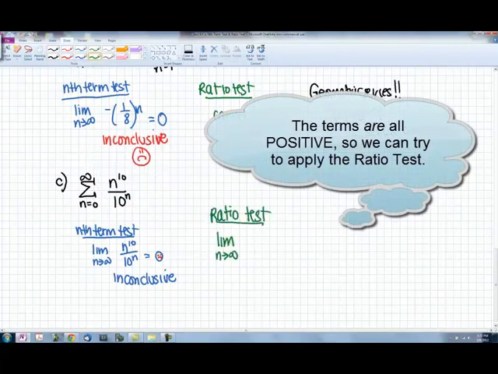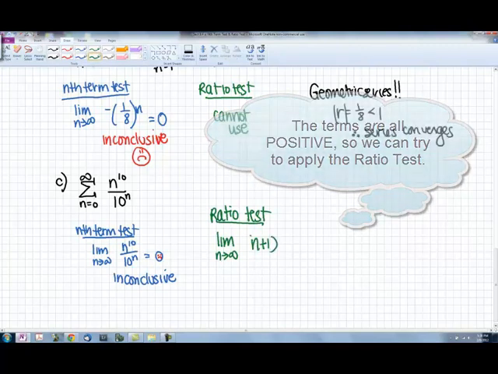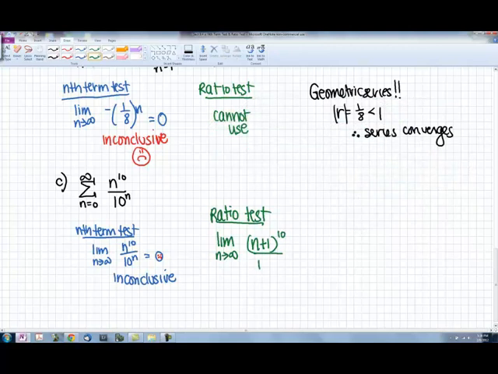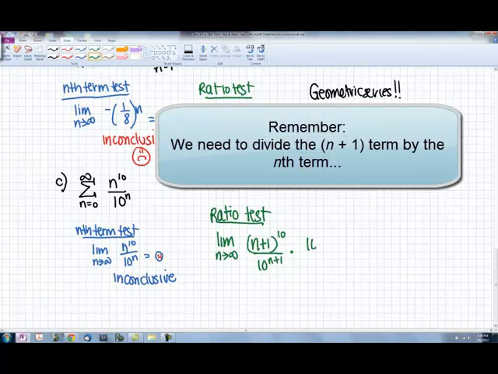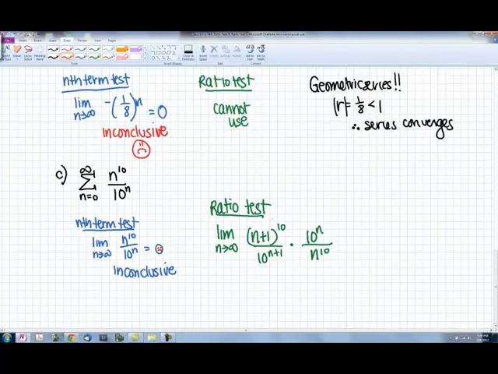So we need to have the ratio of the next term divided by the previous. So it'll be n plus 1 to the 10th over 10 to the n plus 1. Now I need to divide by that. I'm going to go ahead and also just multiply by the reciprocal, 10 to the n over n to the 10th. Okay, so n plus 1 to the 10th and n to the 10th are going to completely cancel out, because as n is getting really big, plus 1 is not going to matter.